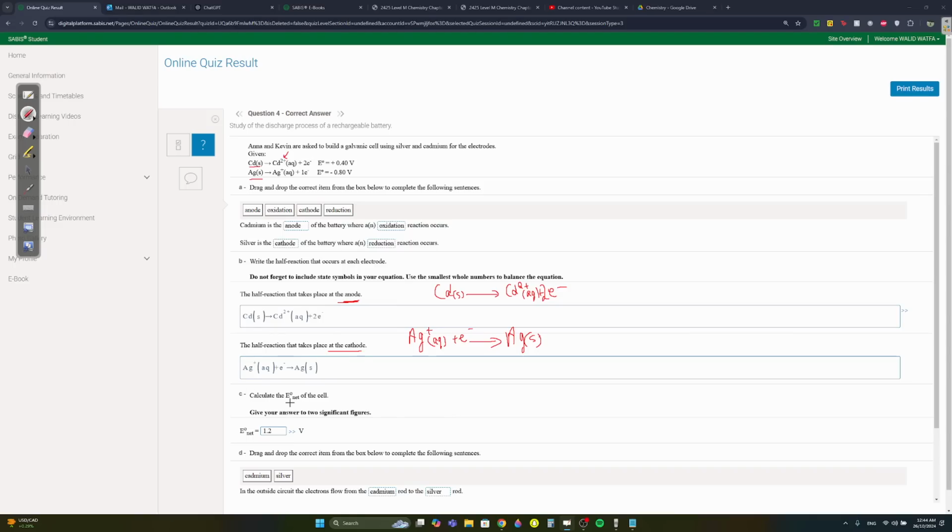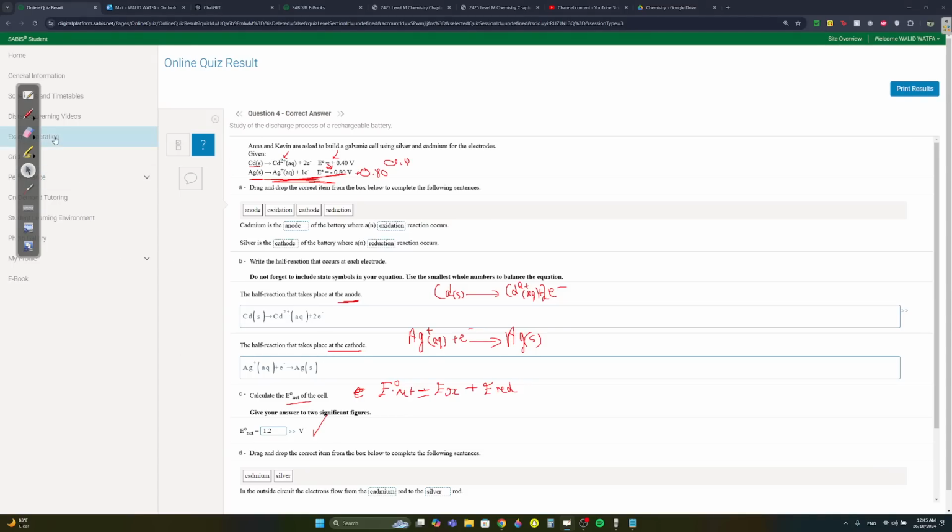Calculate the net E0 of the cell. Always net E0 is equal to E of the oxidation plus E of the reduction. The oxidation is 0.4. How much is the reduction? I want to change this one into reduction. How do I change it? I just flip it around, and when you flip it, this changes into positive 0.8. So it becomes 0.4 plus 0.8, which is 1.2.